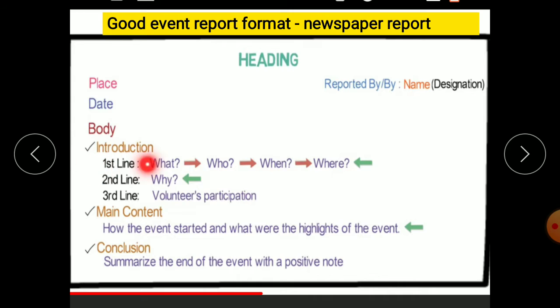The first line is what, who, where and when. It is already the same as the previous one. And here is the why, it is also the same as the previous one. But the third line says the volunteers' participation. Volunteers' participation means the students' participation.